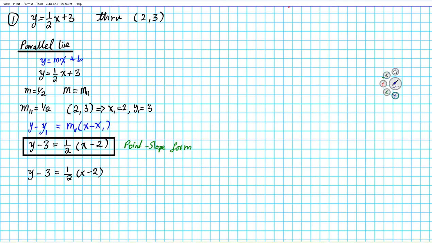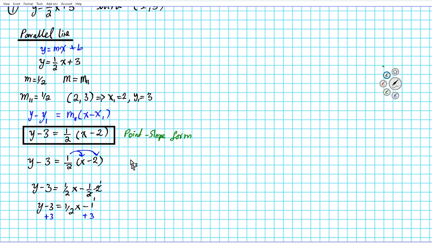To get y by itself, let's distribute this 1/2 first across these two terms to the right. And then we have y minus 3 is equal to 1/2 x minus 1/2 times 2. Okay, so we have y minus 3 is equal to 1/2 x minus 1. Half of 2 is just 1, because the 2 cancels with the 1/2, so it's just 1. And then lastly, you just add 3 to both sides, plus 3, plus 3. And then we have our final answer.